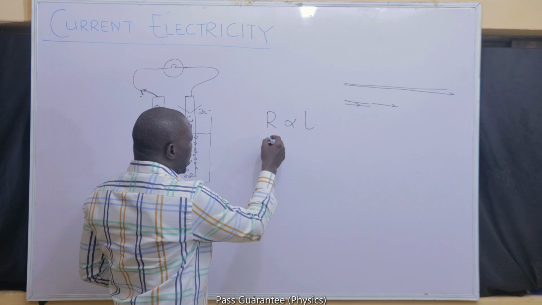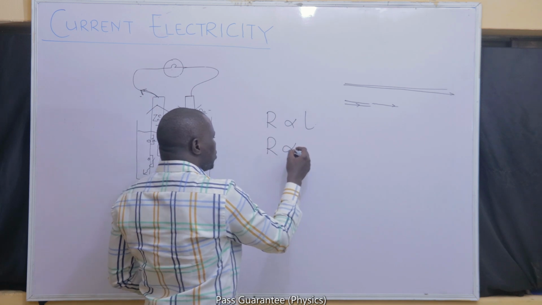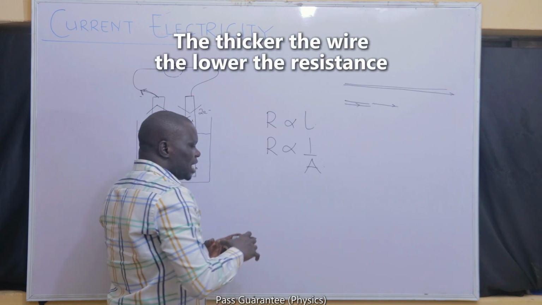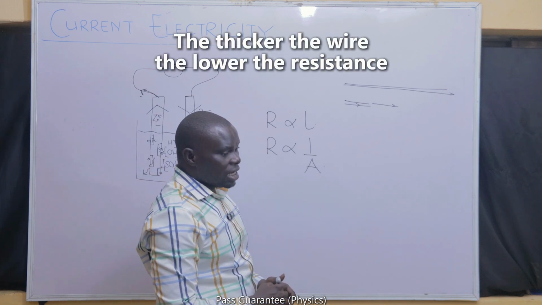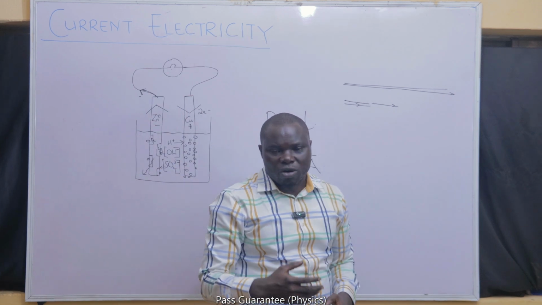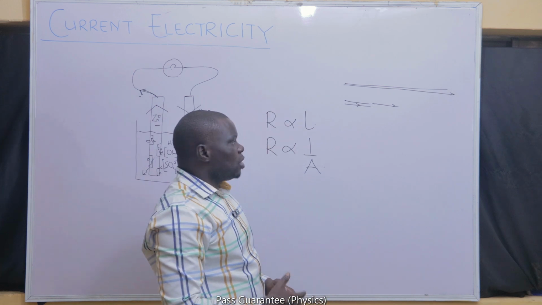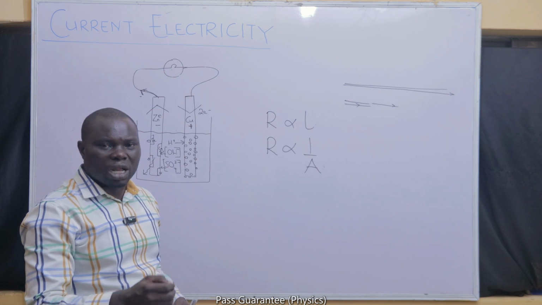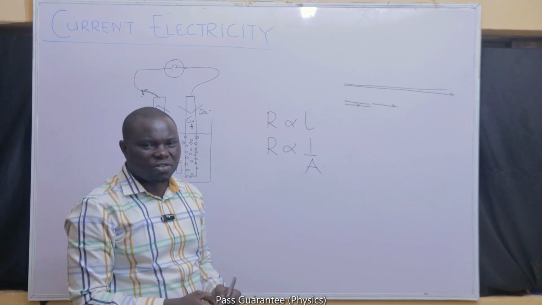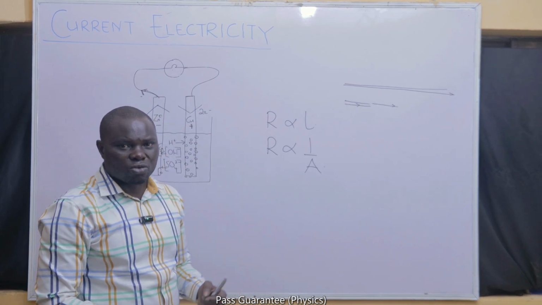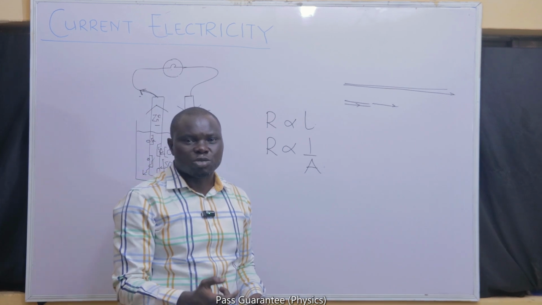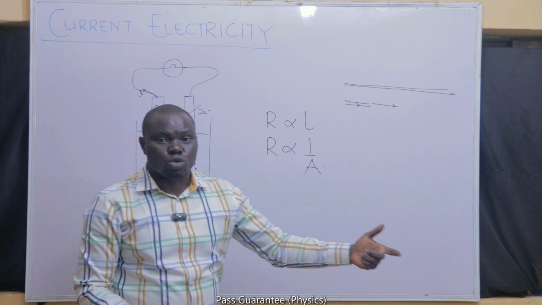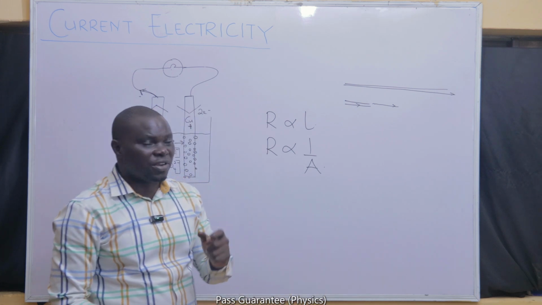The resistance of a wire is also inversely proportional to the cross-sectional area of the wire. The thicker the wire, the lower the resistance. That is why where we need the current to be very high, we use thicker wires. Where you need a small amount of current, we use thinner wires. For example, the wires in your phone charger are actually very small because the current that needs to be supplied to the phone itself is very, very small.